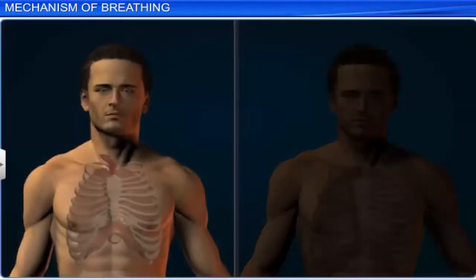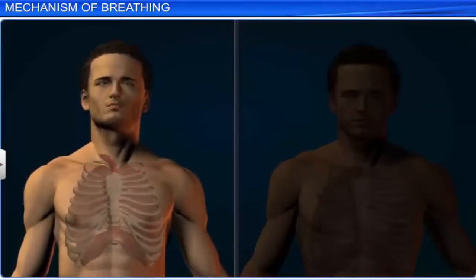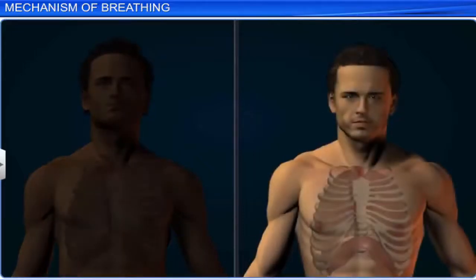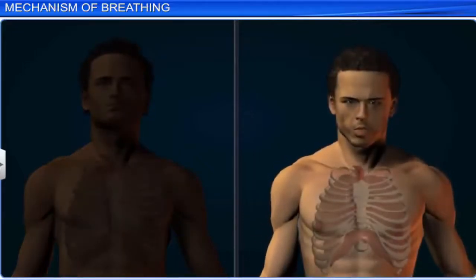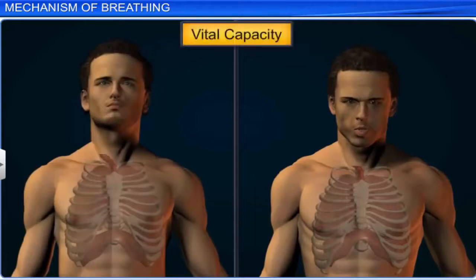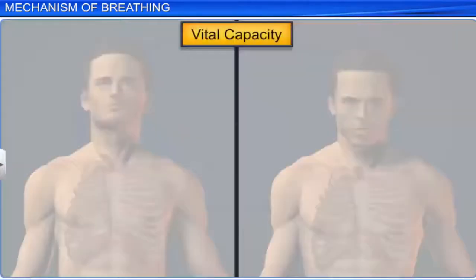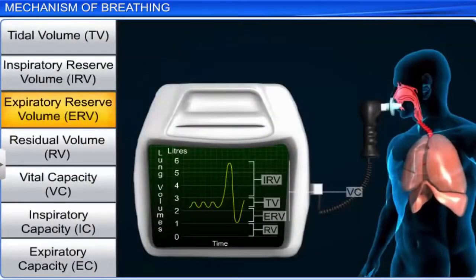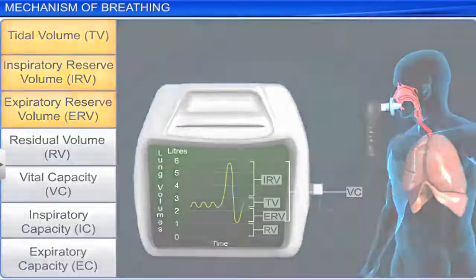Volume of maximal inspiration after a forced expiration, or volume of maximal expiration after a forced inspiration, is known as vital capacity. This includes expiratory reserve volume, tidal volume, and inspiratory reserve volume. It is approximately 3 liters.